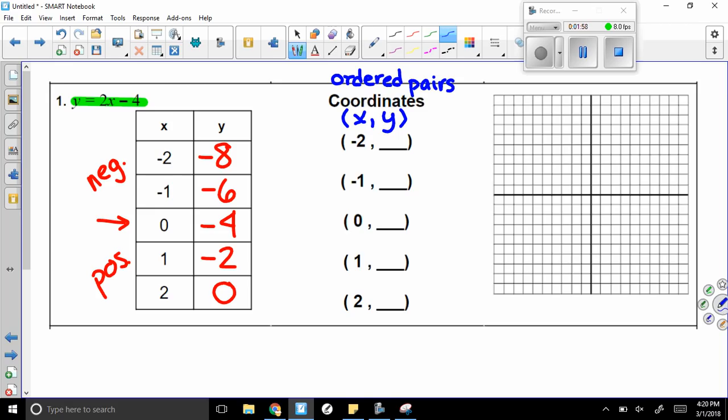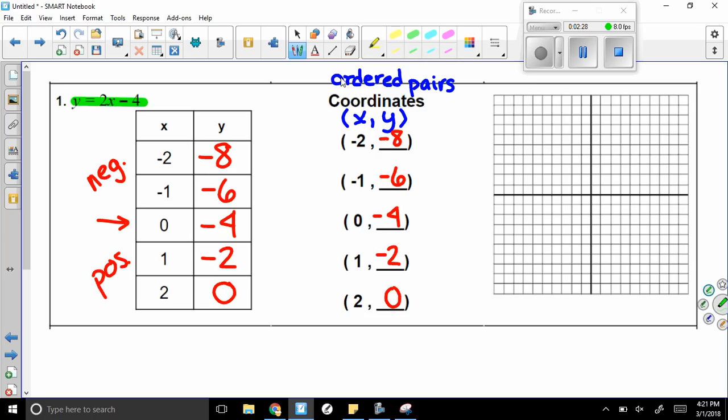So I already filled in all the x's. We're going to go ahead and fill in the y's that we got. So when x equaled negative 2, my y value was negative 8. When x was negative 1, my y value was negative 6. I'm just going to keep filling this out as we go. Now that I have all of those coordinates, I'm going to make them into a graph. So let's talk about the different pieces of our graph here.